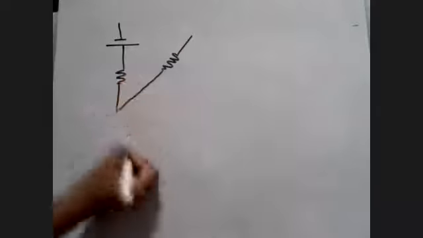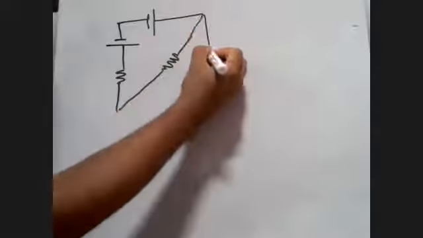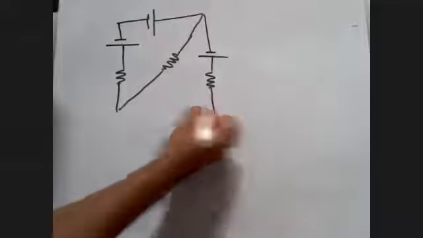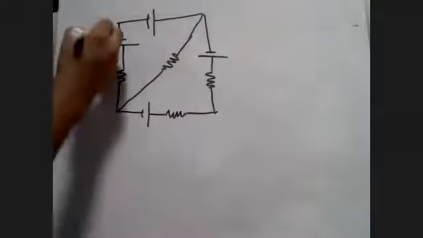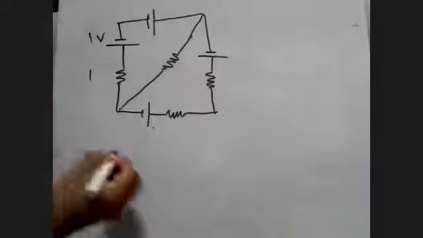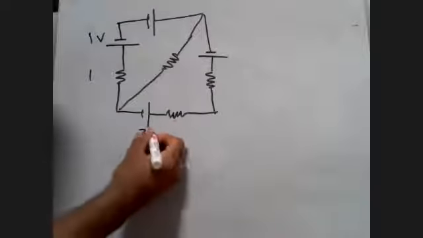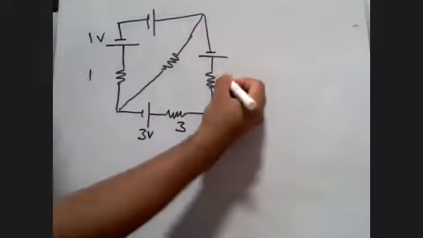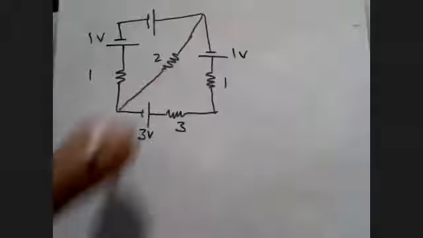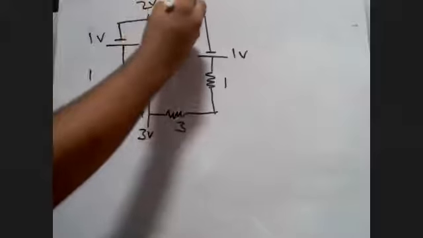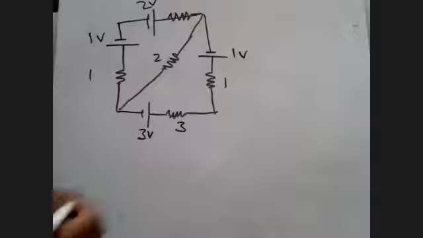Let's do this one. This is 1 volt. This is 1 ohm. This is 3 volts. This is 3 ohms. This is 1 ohm. This is again 1 volt. This is 2 ohms. And this is 2 volts here. Let's say there's another resistor here. That resistor is also 2 ohms. Okay. So find out the current through this circuit.